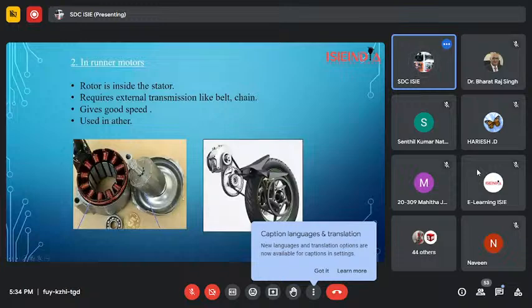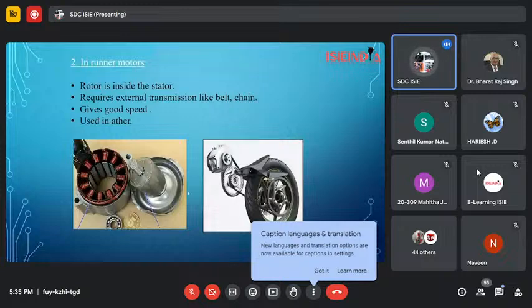There is a shaft. On this shaft, we are attaching some pulley or gear, and that gear or that pulley is connected with the tire with the help of a transmission belt or chain, right? Same as in internal combustion engine bikes. So with the help of a chain or a belt, we are connecting that shaft of the inrunner motor with the tire.